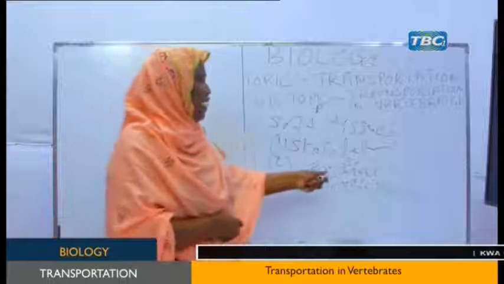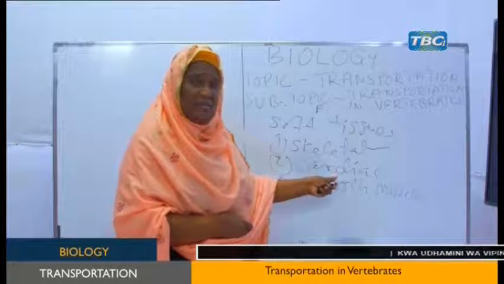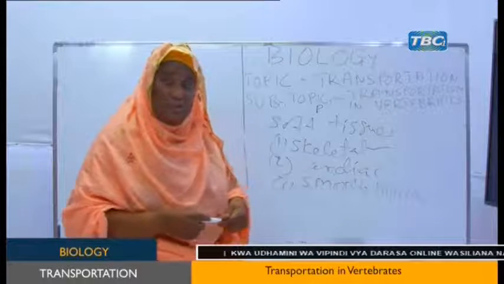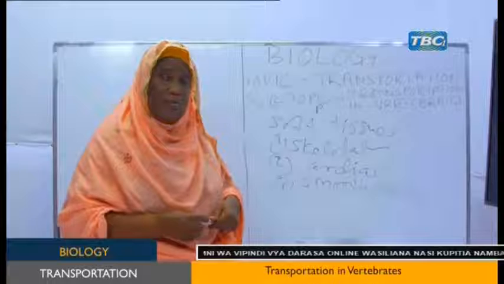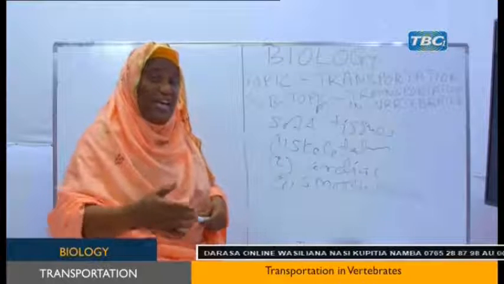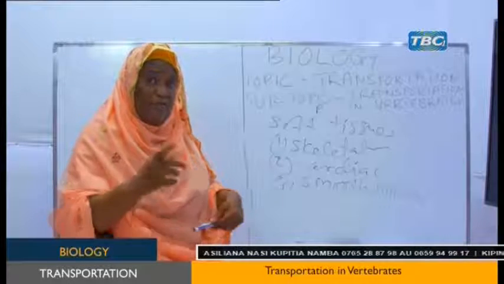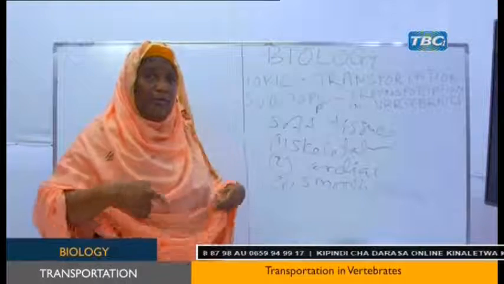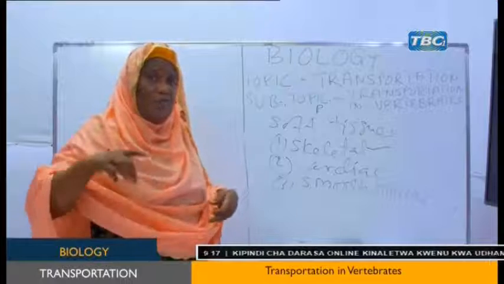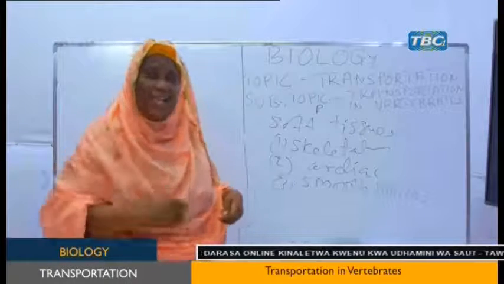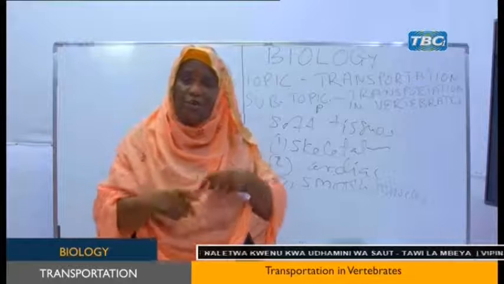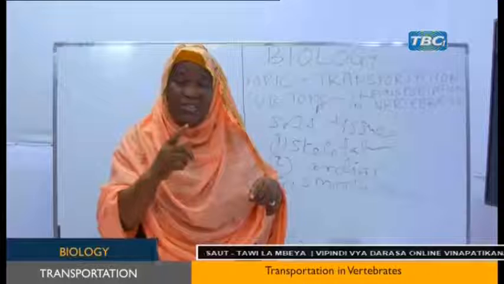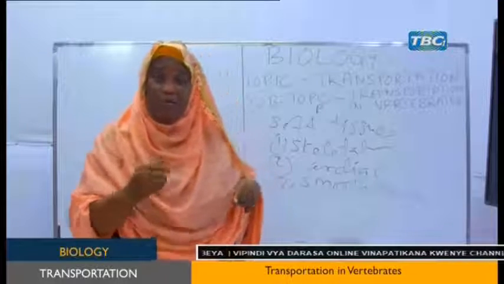But in the case of cardiac muscles, they are not under conscious will. We consider them to be involuntary muscles. For example, the muscles which are found in the wall of your heart, you cannot decide to allow those muscles to contract or not. That is why we say that they are involuntary.